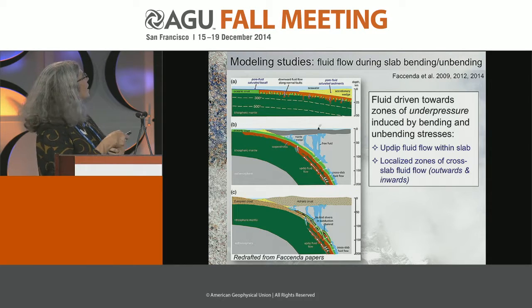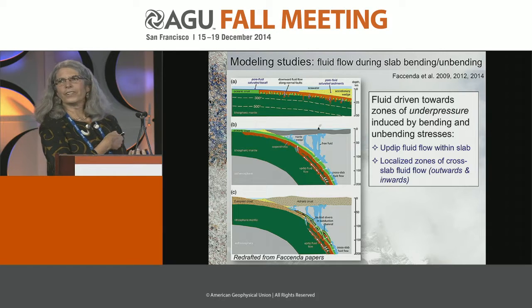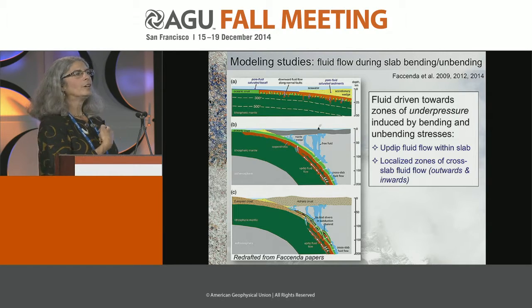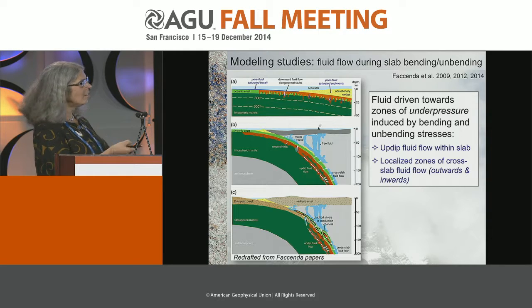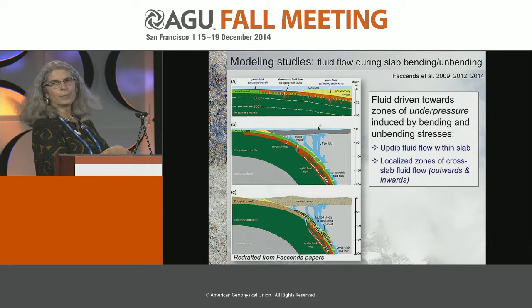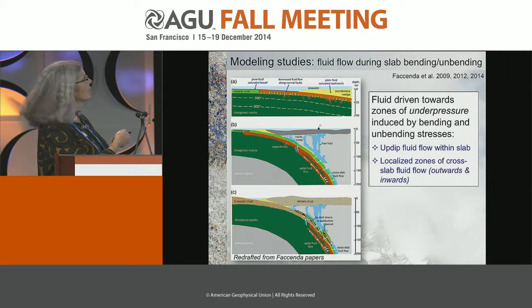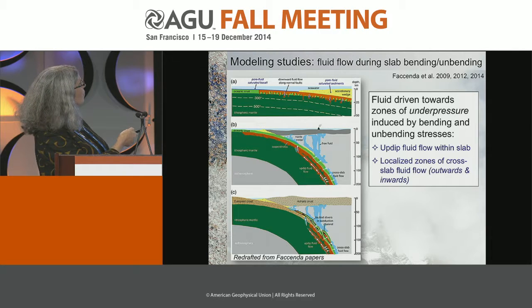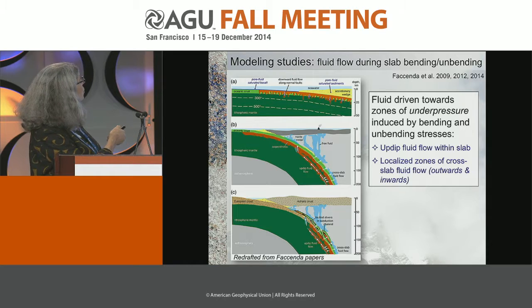Very briefly, I would just like to try to put some of these results in the context of some recent physical models for fluid migration in subduction systems. There have been a large number of papers in the last few years modeling how fluids can actually migrate during devolatilization in a subduction system, summarizing several papers by Faccenda and others.